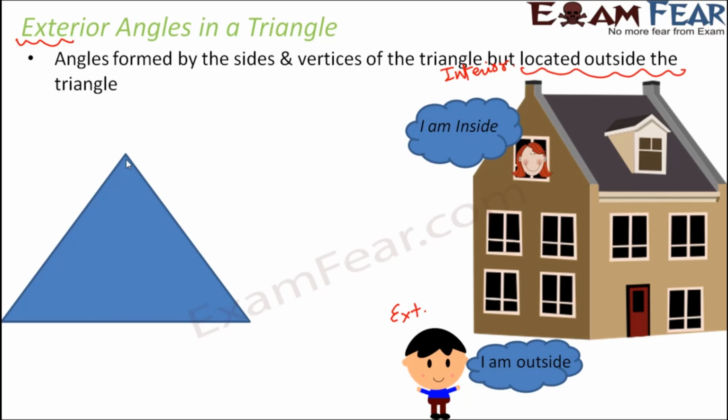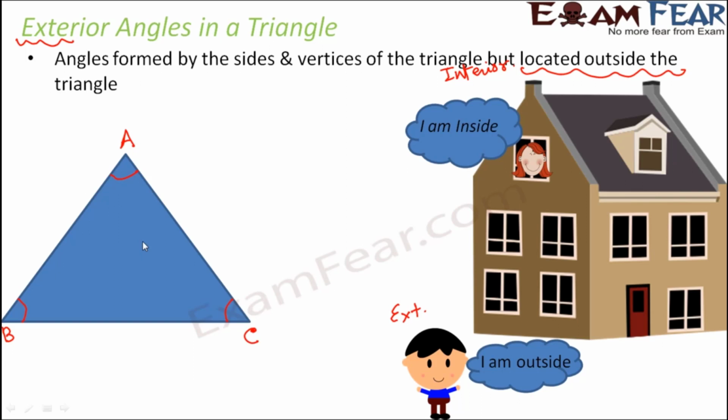Now in this triangle, let us name the vertices. Let's say this is A, this is B, and this is C. So for this triangle ABC, if I ask you which are the angles of this triangle, we normally focus on these angles, angle A, angle B, and angle C. And where are they located? They are located within the triangle, right? So they are placed inside the triangle. So these are the interior angles of the triangle.